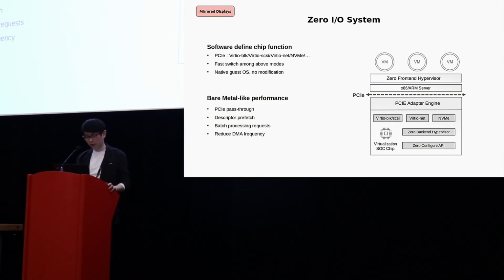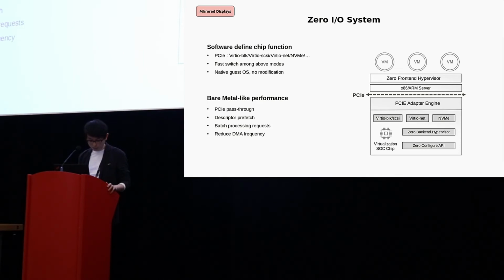To solve this problem, we introduce a SoC chip, which provides the ability to configure PCI hardware devices. It means that there are many real PCI devices we can expose to the host when we use the Zero card, and all of these PCI devices can be software defined. We can configure these PCI devices to whatever we want. It can be virtio-blk, it can be virtio-SCSI, it can be NVMe, and we can fast switch among the above modes.